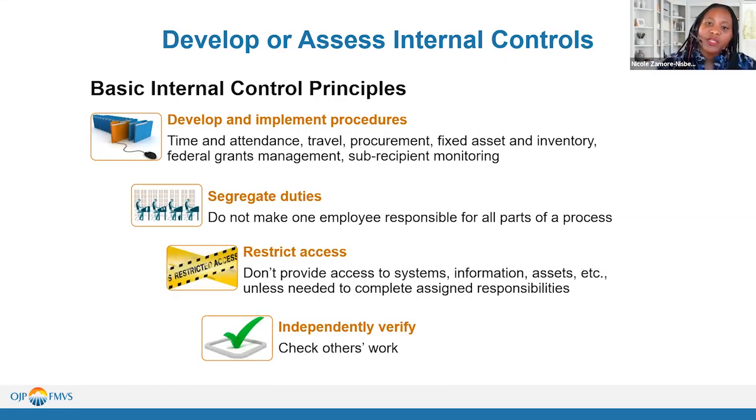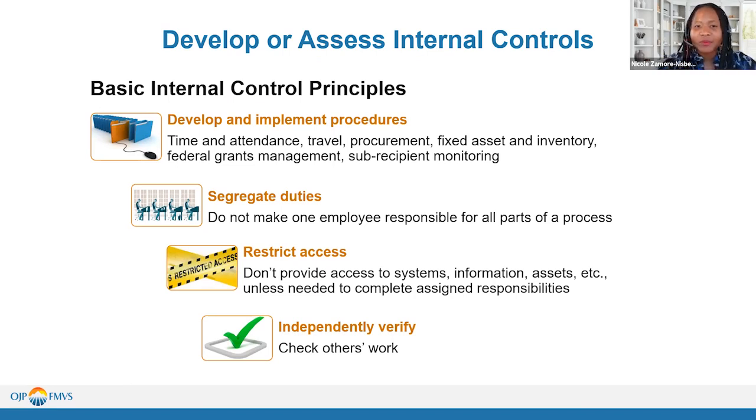So for develop or assess internal controls, we're going to go over the basic internal controls principles. This chart here talks about the basic control principles and summarizes the slides that we previously discussed. You want to make sure that you're developing and implementing policies and procedures, and the policies and procedures are always written, so something that people can easily access. Different types of policies, for example, time and attendance. What is that for your employees to know and follow?